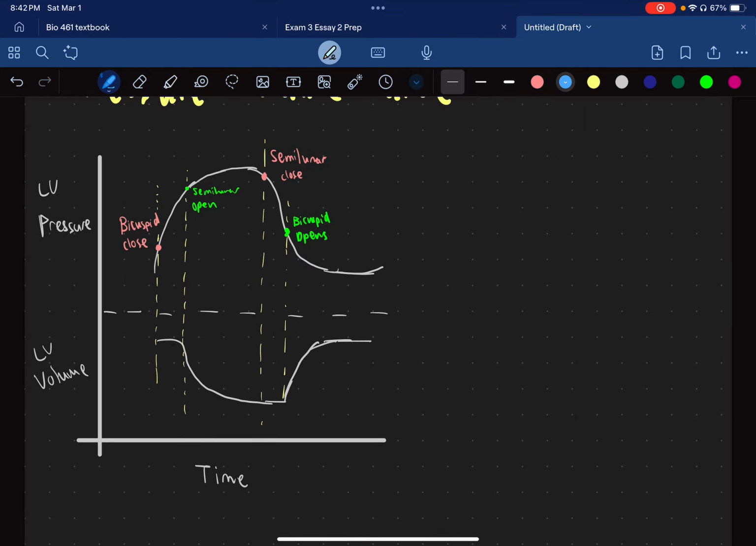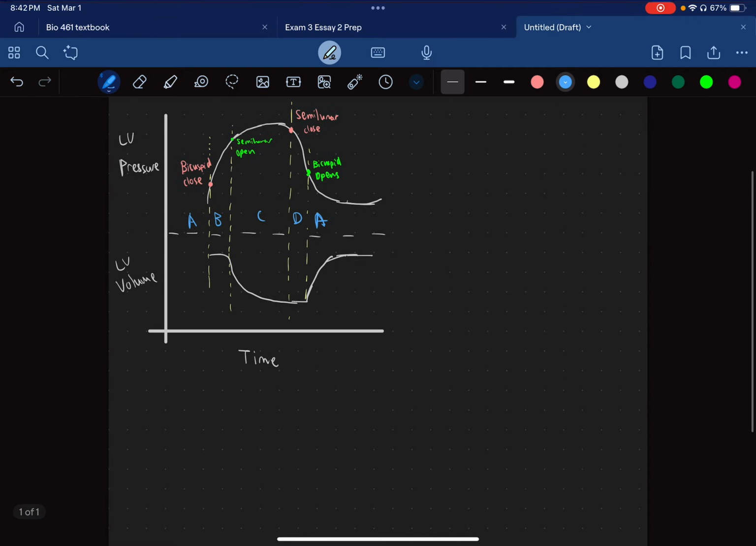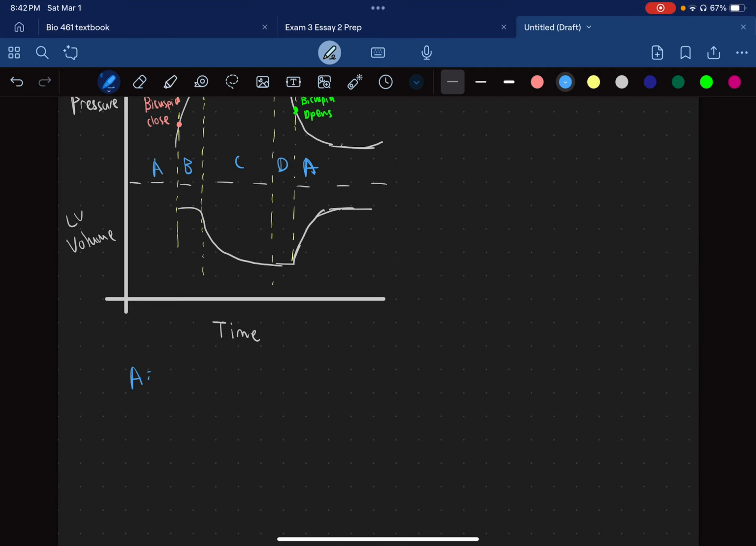So usually we can divide these into 4 different phases: A, B, C, and D, and then back to A over here. So A is going to be our diastolic filling. So our ventricle is relaxing, and it's going to be passively filling up with blood coming in from the atrium. In B, that's going to be our isovolumic contraction.